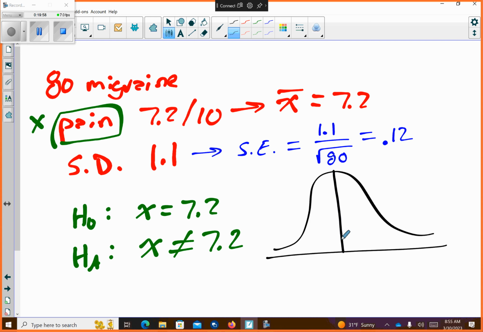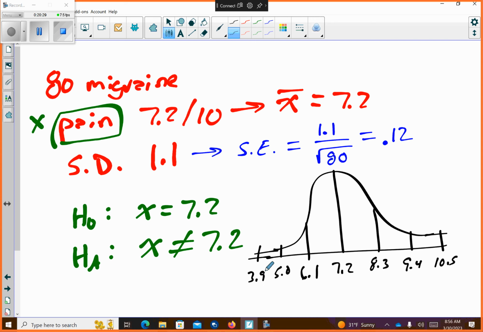So we're going to say that this should be 7.2. I'm going to add 1.1. So that's going to give me 8.3. That's going to give me 9.4. That's going to give me 10.5. Go the other way. That's going to give me 6.1, 5.0. And what's 5 minus 1.1? 3.9.